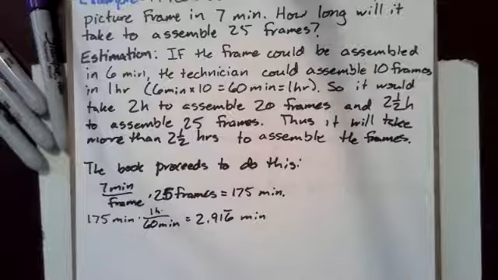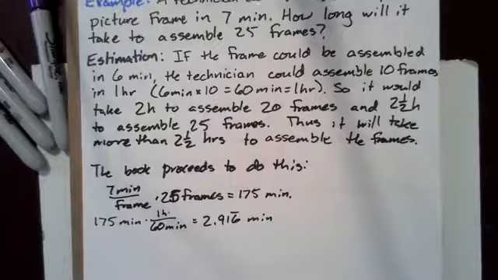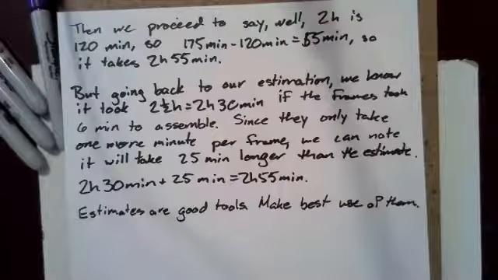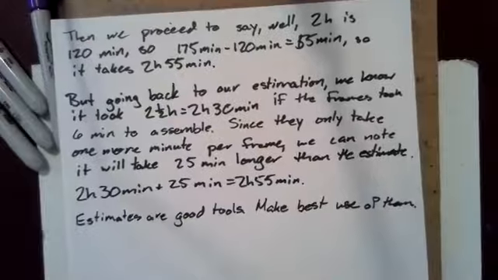The book proceeds to do this. It takes 7 minutes per frame times 25 frames, and that's 175 minutes, and then it converts it to hours. 175 minutes times 1 hour over 60 minutes is 2.916 repeating hours. And then it suggests we might want to do this in terms of minutes.